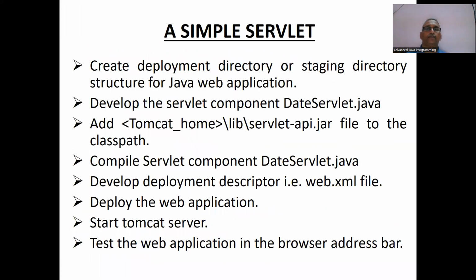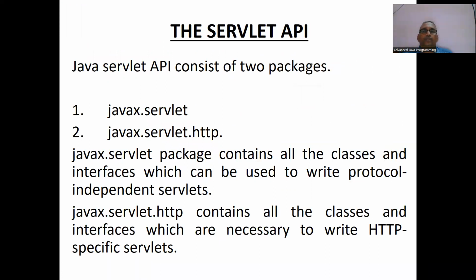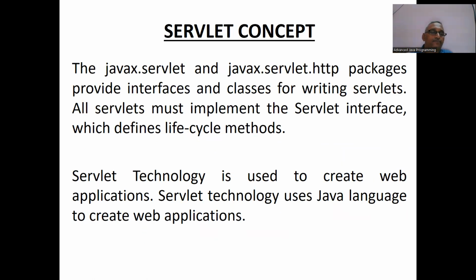Next thing, servlet API. The Java Servlet API consists of two packages: javax.servlet and javax.servlet.http. The javax.servlet package contains all the classes and interfaces which can be used to write protocol-independent servlets. javax.servlet.http contains all the classes and interfaces which are necessary to write HTTP-specific servlets. First, the javax.servlet package.